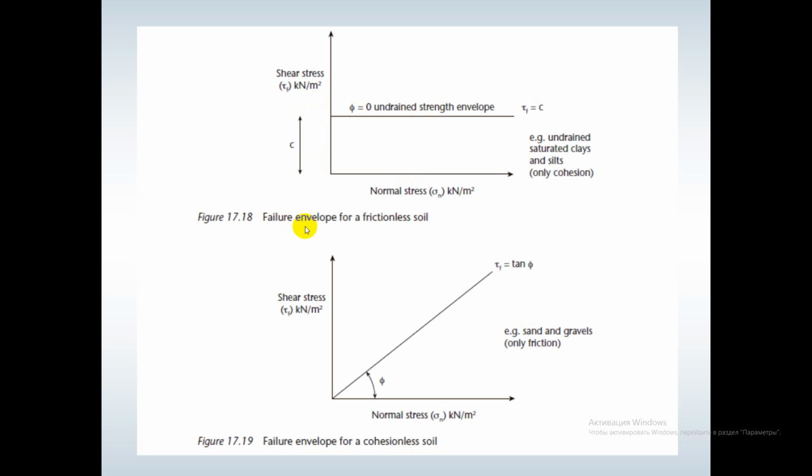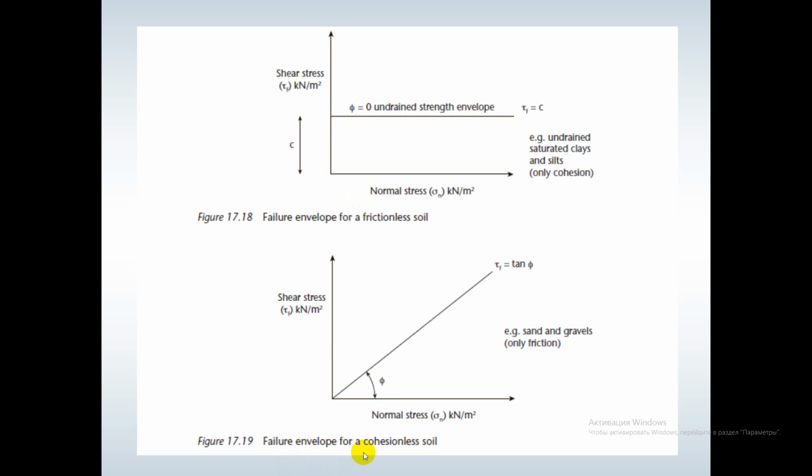For example, the failure envelope for frictional soil. Diagram of shear stress against normal stress, and this indicates that undrained saturated clays and silts have only cohesion, with friction 0, for the undrained strength envelope.